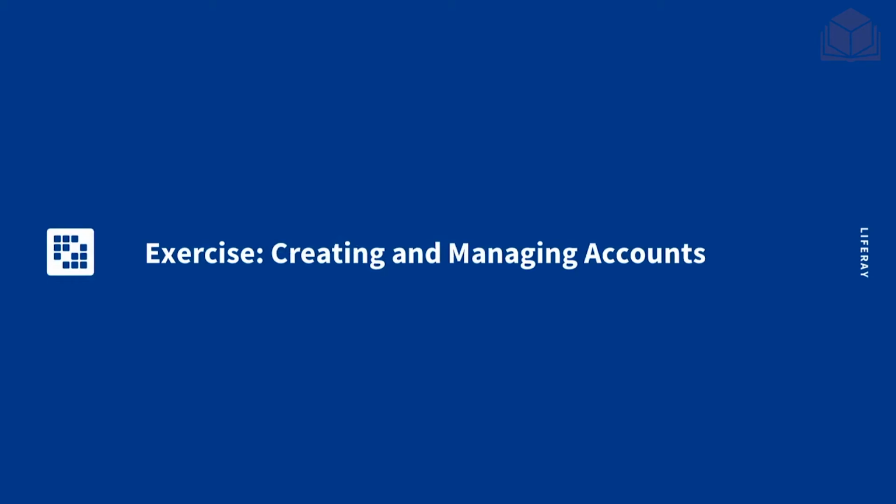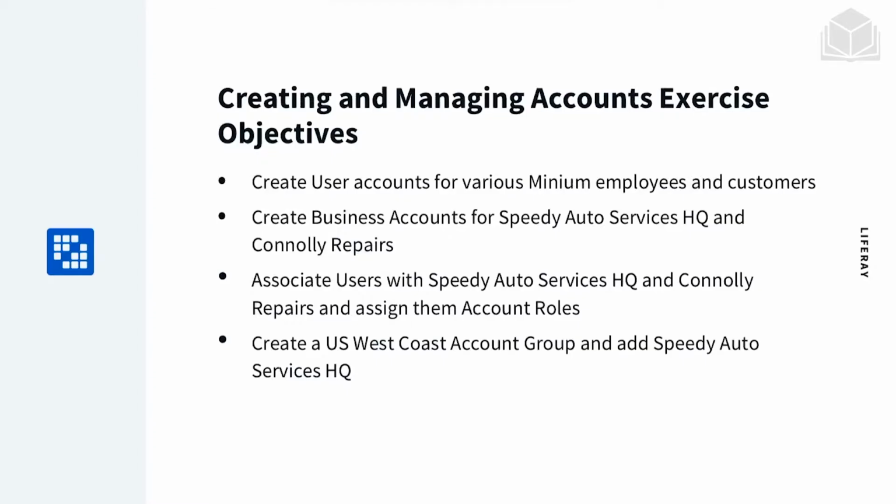In this exercise, we're going to be creating and managing accounts. The main objectives for this exercise are: create user accounts for various Minium employees and customers, create business accounts for Speedy Auto Services HQ and Connolly Repairs, associate users with Speedy Auto Services HQ and Connolly Repairs and assign them to account roles, create a US West Coast account group, and add Speedy Auto Services HQ.